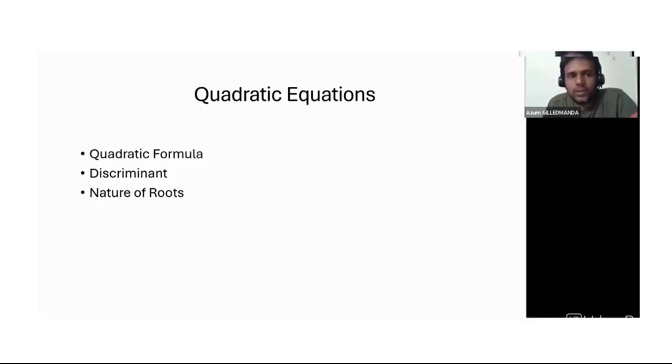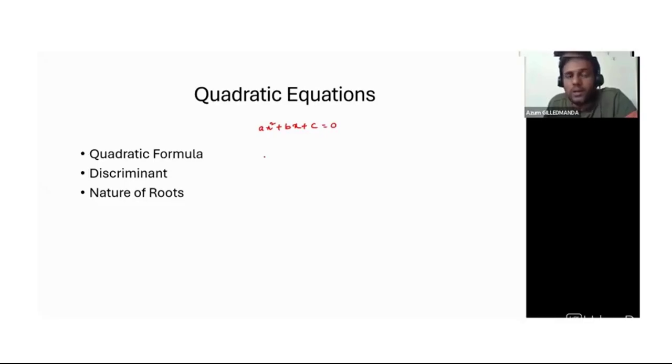Okay, so what is the quadratic formula? First, what is the general form of a quadratic equation? The general form of a quadratic equation is ax square plus bx plus c equal to 0. This is the standard form of a quadratic equation. In earlier sessions, we covered how to solve the quadratic equation using the factorization method.